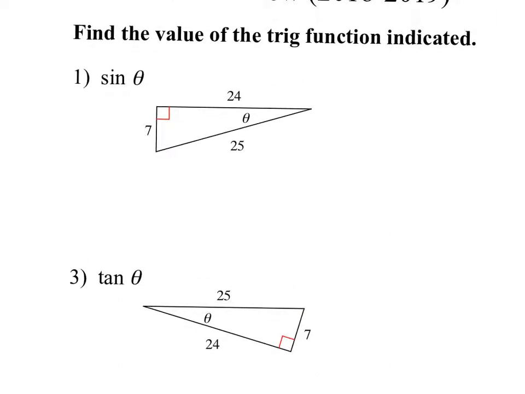Okay. First up, we have to find the value of trig functions, and the big idea here is that we have to set up our triangles. So theta is looking at this angle. That means you've got the opposite, the adjacent, and the hypotenuse. Sine is opposite over hypotenuse. So here we're looking at 7 over 25. Since we're looking just for the ratio, that's it.